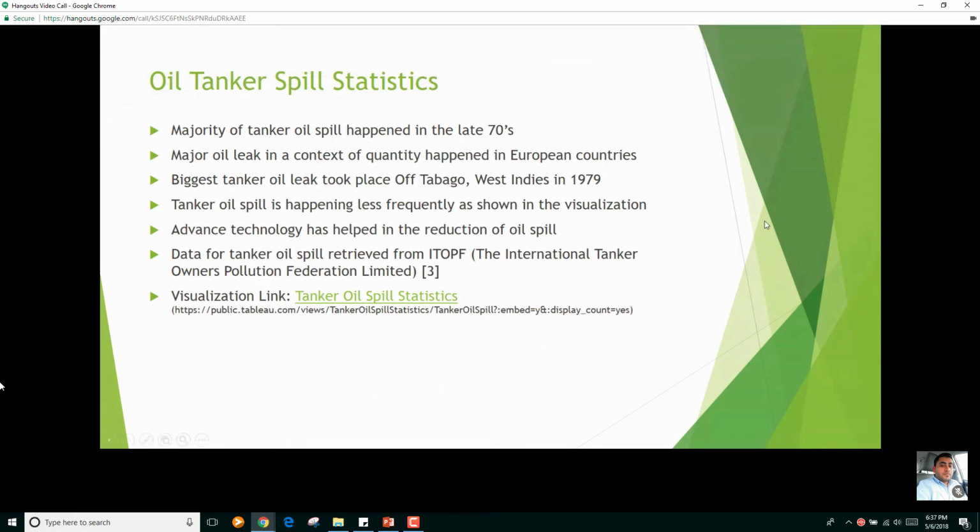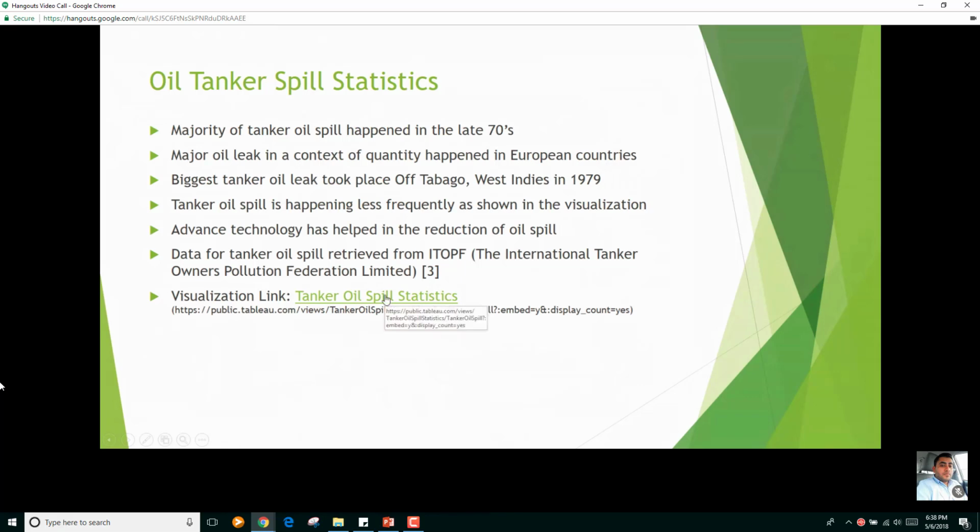So this is the information that we came up with from the records, and these are the conclusions that we made. The majority of the tanker spills happened in the late 70s, and in terms of quantity, mostly in European countries. The biggest tanker oil leak took place off Tobago, West Indies, in 1979. But I think with modern technologies in transportation and how they handle the oil, tanker oil spills are happening less frequently. I can show that in the visualization as well.